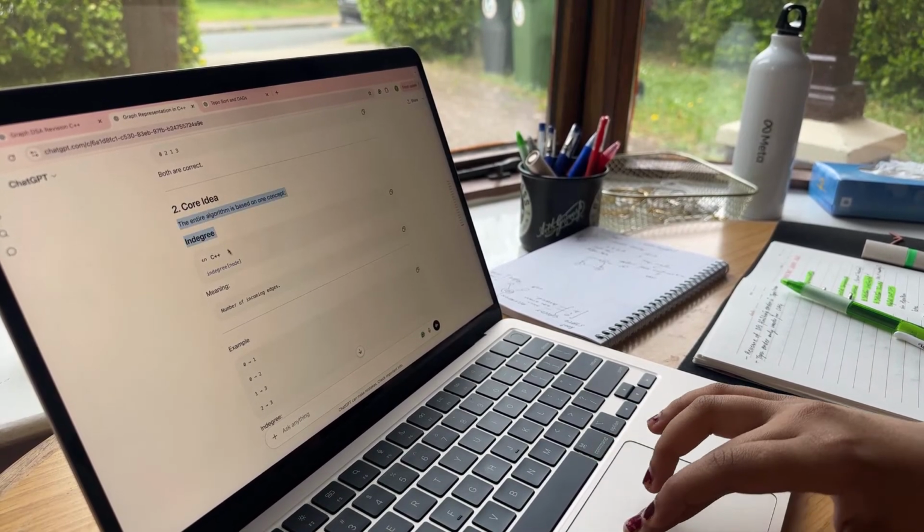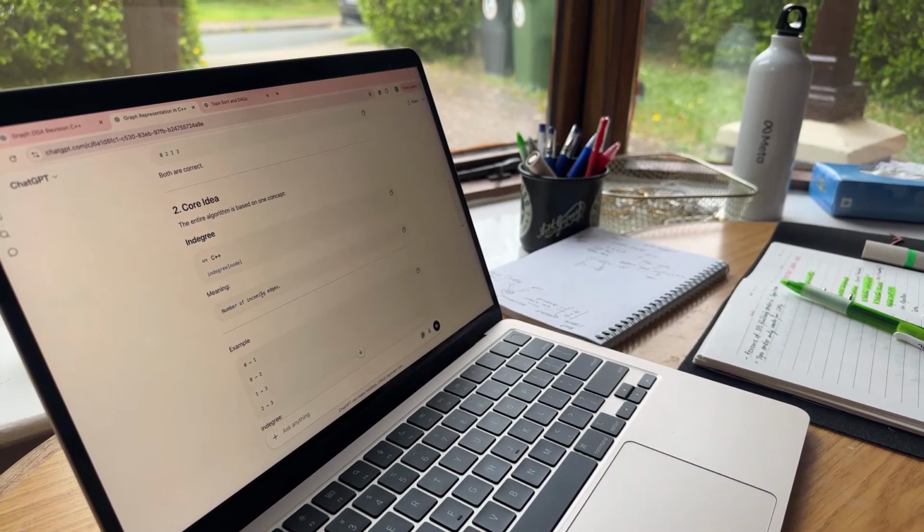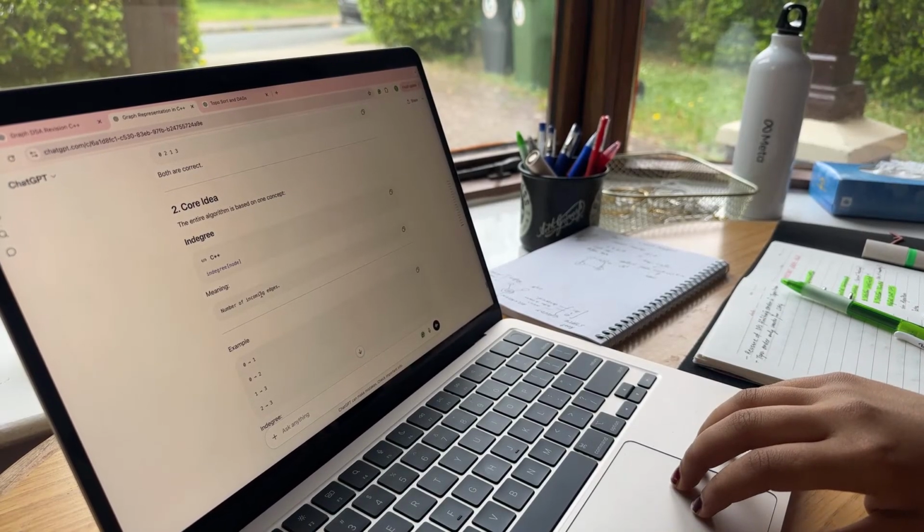The entire algorithm is based on one concept, which is in-degree. So we track the number of incoming edges. We make a vector, which is the in-degree vector.